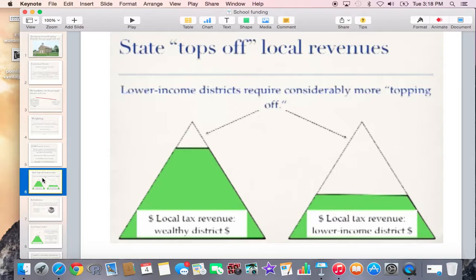Now, here's the key. So look at these two triangles. As you can see, the triangle on the left represents a wealthy school district, such as the Blue Valley School District in Johnson County. And in that district, the school district can generate a lot of revenue just based on these property taxes, because the property values are higher. And remember from my lecture on property taxes that the higher the property value, the more the property tax is collected, no matter what the tax rate is, because it's the assessed value times the levy, which gets you the amount of money owed in property taxes.